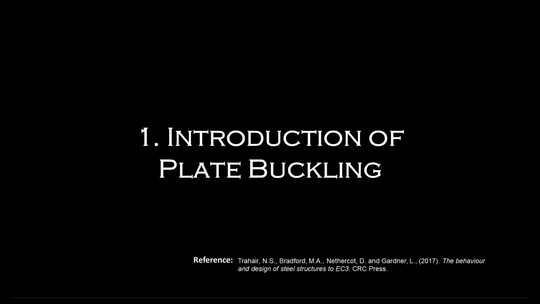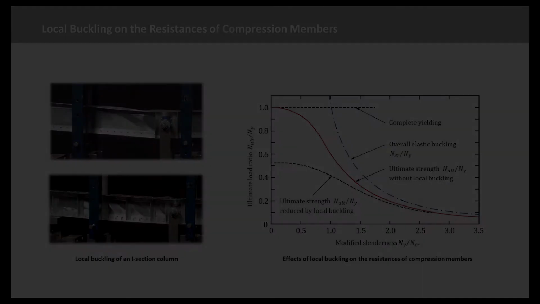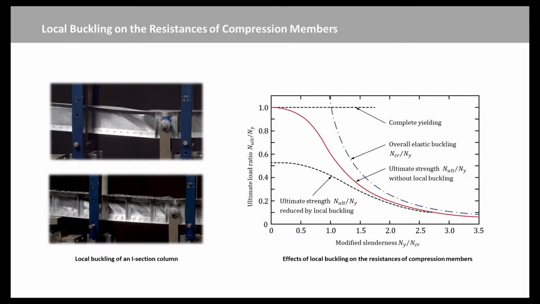In the behavior of compression members, it was assumed that no local distortion of the cross-section took place, so that failure was only due to overall buckling and yielding. This treatment is appropriate for solid section members, and for members whose cross-sections are composed of comparatively thick plate elements, including many hot-rolled steel sections.